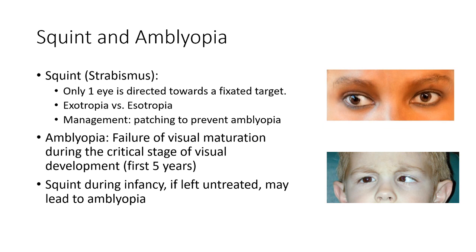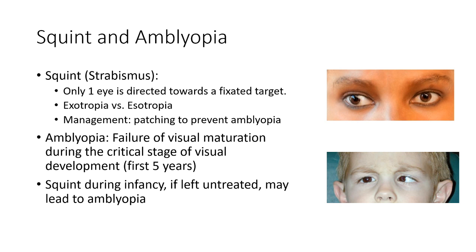Squint and amblyopia are common findings in the pediatric department. Squint is when one eye is directed towards a fixated target while the fellow eye cannot fixate. It can be either exotropic or esotropic. Exotropic is when the affected eye takes a more temporal position. In contrast, when the affected eye takes a nasal position, it is called esotropic.